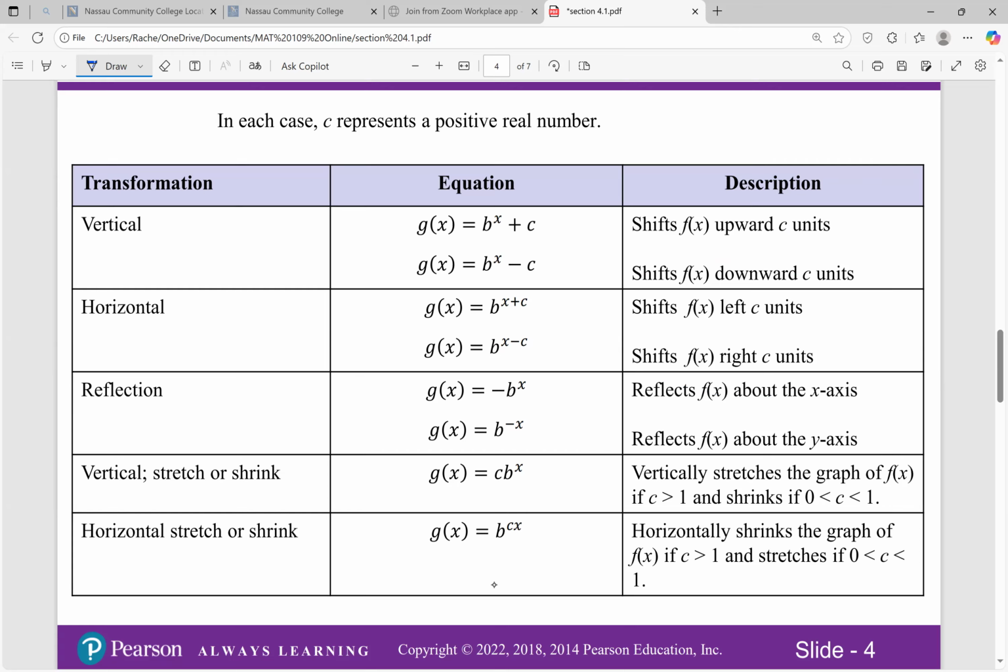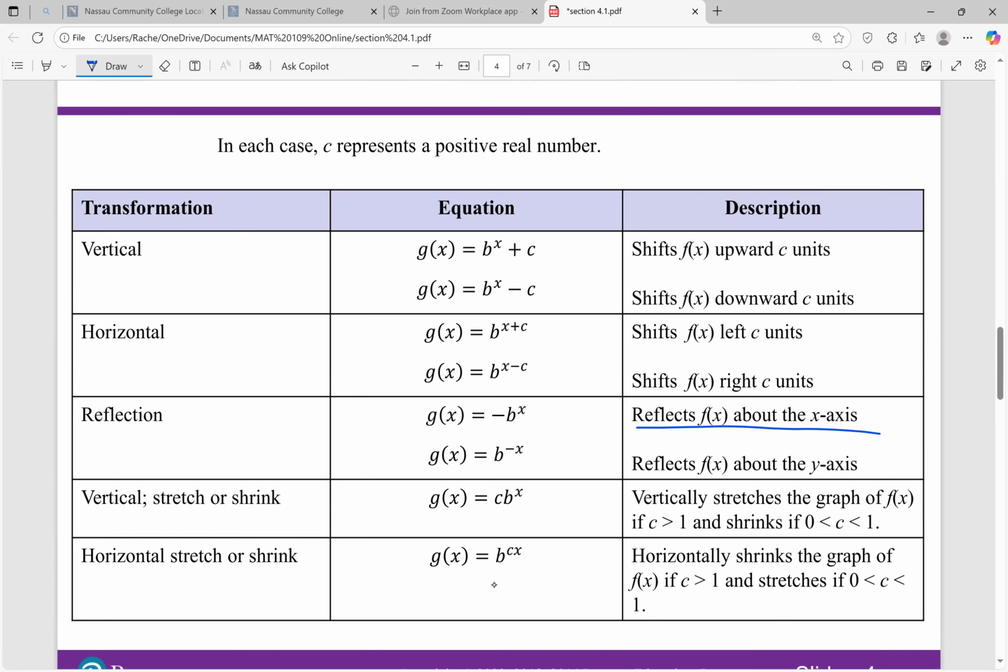If we were to negate the function, remember that's a reflection about the x-axis. And if we were to negate x, that's going to be a reflection about the y-axis. And if we multiply the function by a factor of c, that's going to be a vertical stretch or compression, depending on what c is. And then if we multiply x by a factor of c, that's going to be a horizontal stretch or compression. So same rules apply as when we learned this a couple of sections ago.